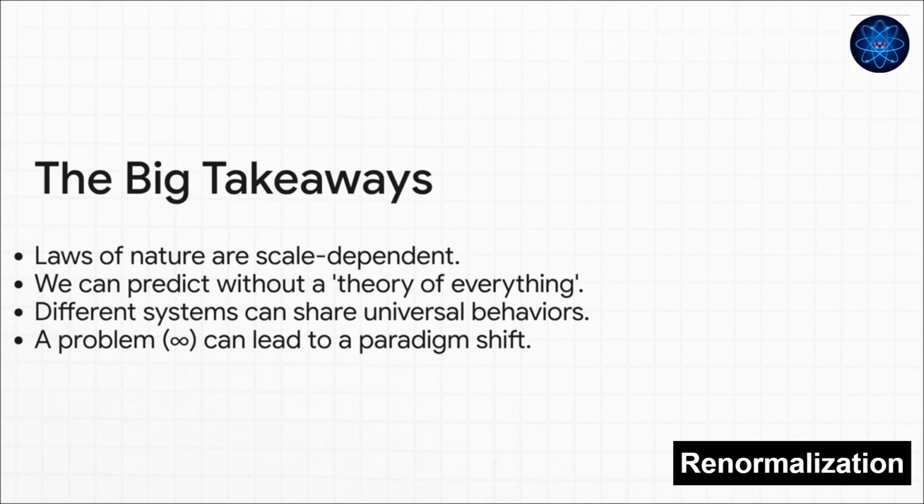Okay, so after all that, what are the big takeaways? What should you remember? First, the laws of nature, as we see them, are not absolute. They're scale-dependent. Second, we can do absolutely incredible, precise science without knowing the ultimate theory of everything. Third, sometimes wildly different things in the universe share deep hidden connections. And, maybe most importantly, sometimes the biggest, most frustrating problems, like getting infinity as an answer over and over again, are actually pointing the way to a much deeper, more beautiful understanding of reality.